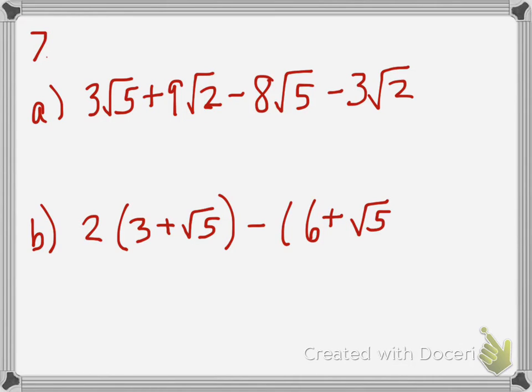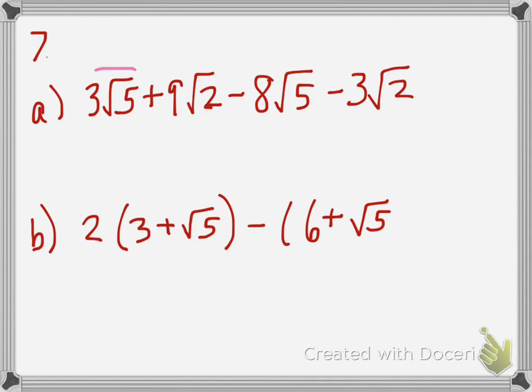All right, for number 7 on the practice test. For part A, it looks like we have a list of 4 terms here. They're all irrational numbers. So I'm looking at, in this list of 4 terms, which of these I can combine. In order to combine radicals, they have to have the same radicands, the numbers on the inside.